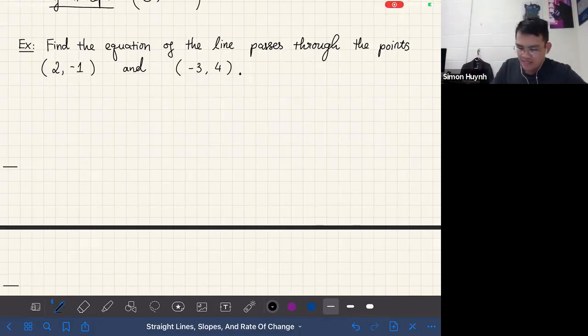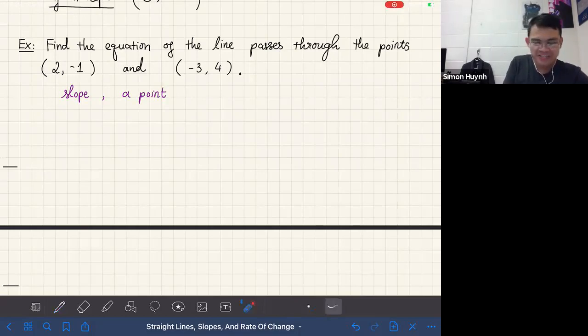We know that to come up with the equation, there are 2 ingredients that we need. We need the slope of this linear equation, and we need a point that passes through this linear equation. Well, the second one is kind of given, right? We have 2 different points that pass through this line, so either one will work. We can just pick either the point 2 comma negative 1 or negative 3 comma 4. Totally fine, but it will take us a little bit of work to get the slope here.